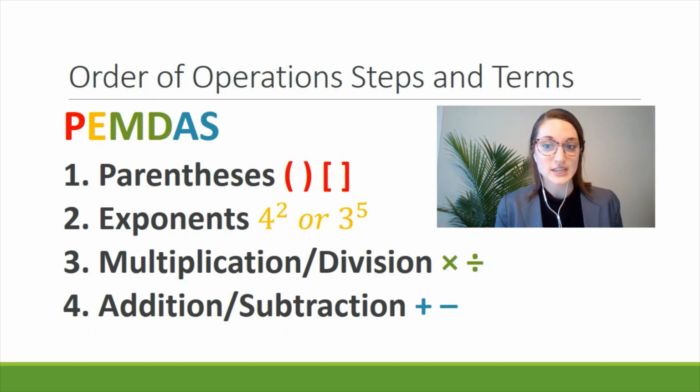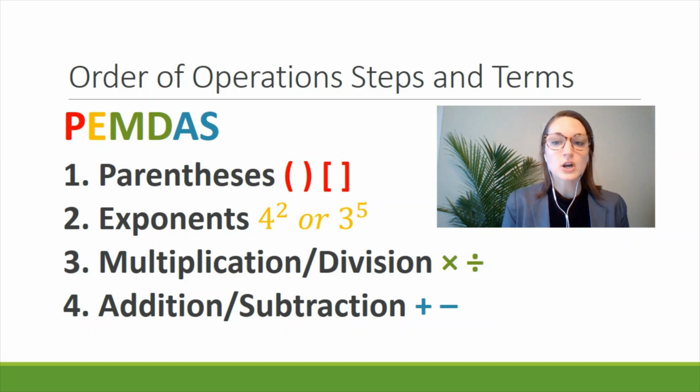Parentheses is the first thing. You might see parentheses, which are the rounded ones, or you might see brackets, like you'll see on the screen here. They're the square ones. Both mean the same thing. Our second piece are the exponents.